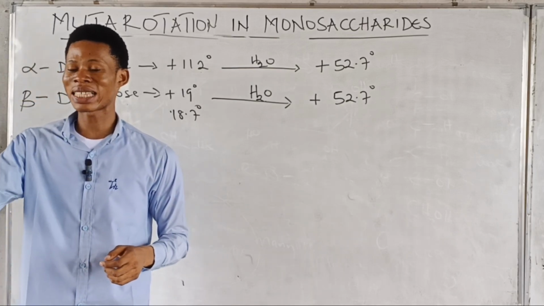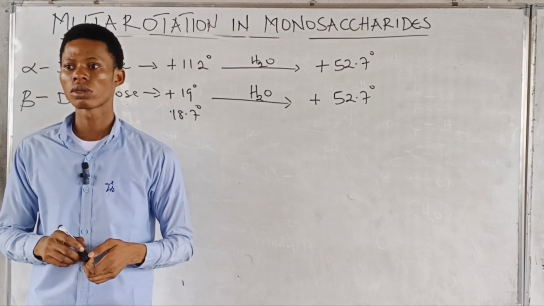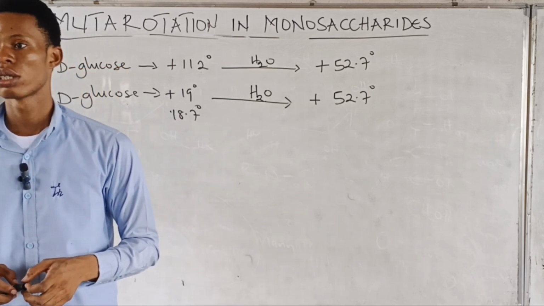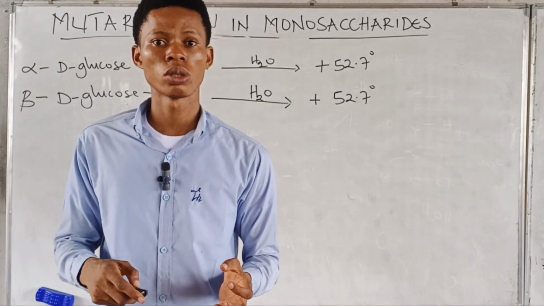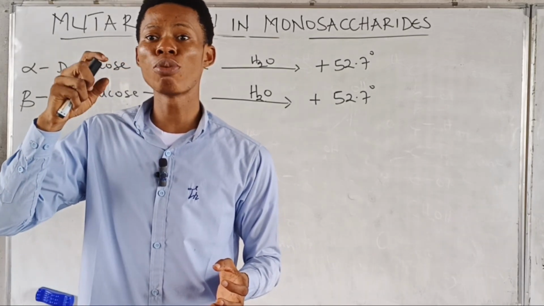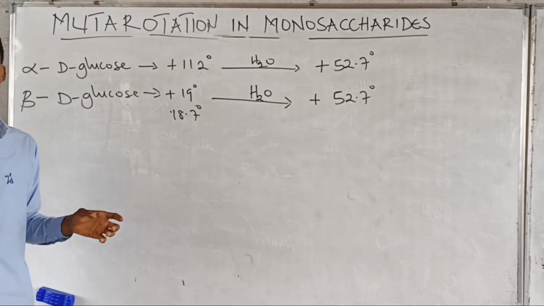So that is why the last statement I gave you, I say mutarotation is what? A gradual change in rotation to an equilibrium point. Gradual change in rotation to an equilibrium point.